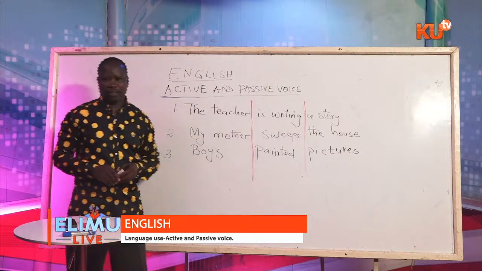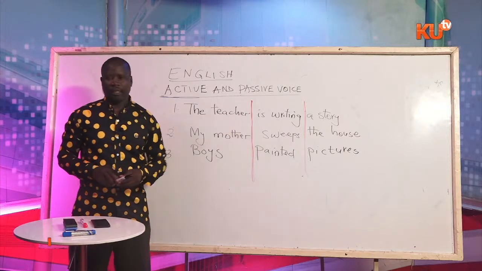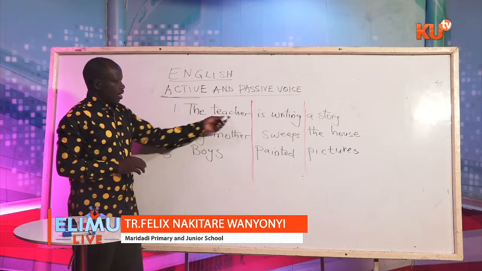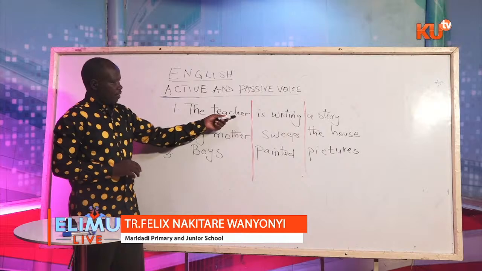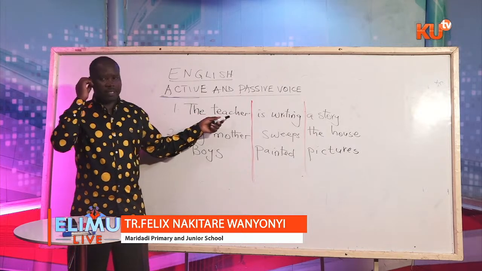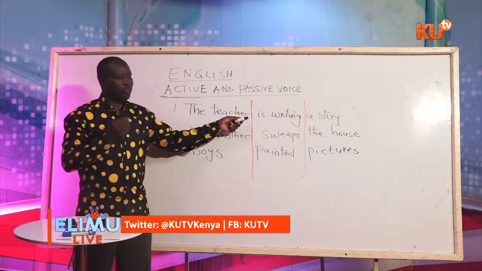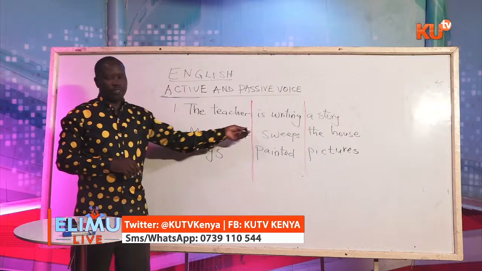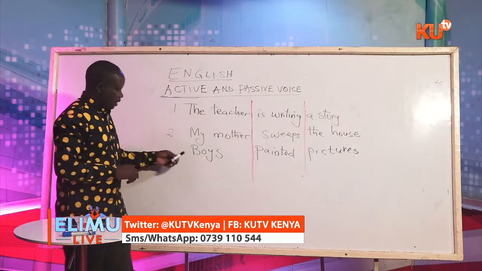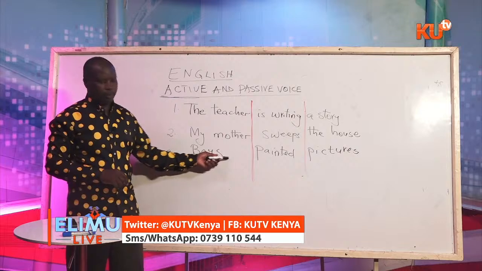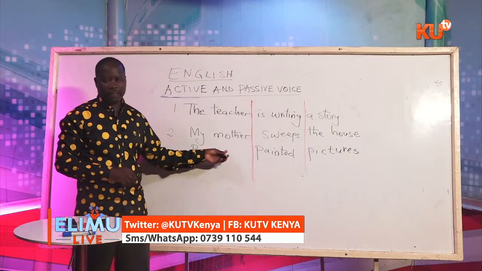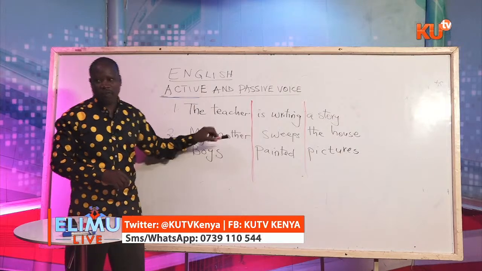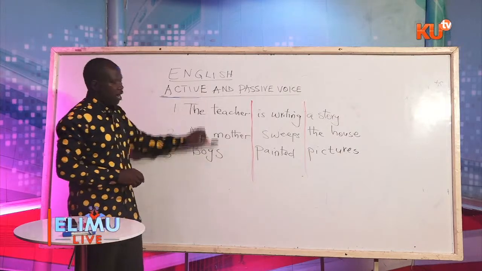When you look, for example, at the teacher, is writing, and a story, what do you notice? Why have I broken that sentence into 3 parts? So the teacher here is a noun, and the teacher indicates the person doing the work. Similarly, my mother is the person doing the work in this sentence. And here, boys represents the noun that does the work. So the first part carries the doer of the work, or the doer of the action.